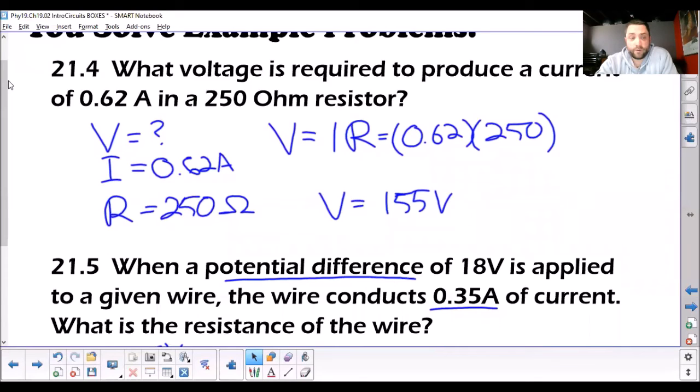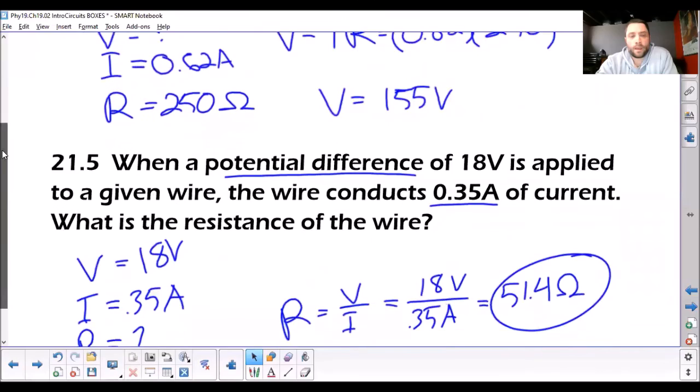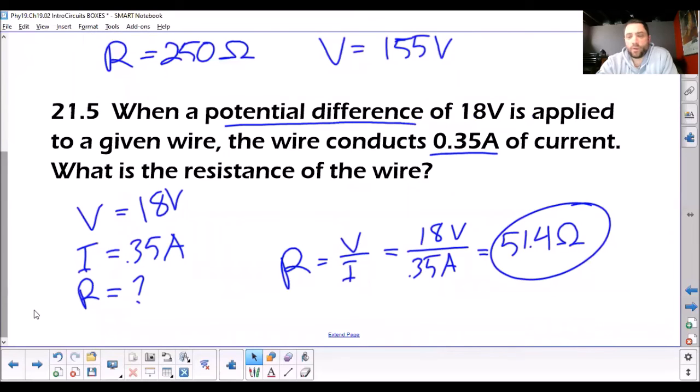Then I have a second one for you. When a potential difference of 18 volts is applied to a wire and the wire is conducting 0.35 amps, what is the resistance of that wire? Hopefully you got 51 ohms.